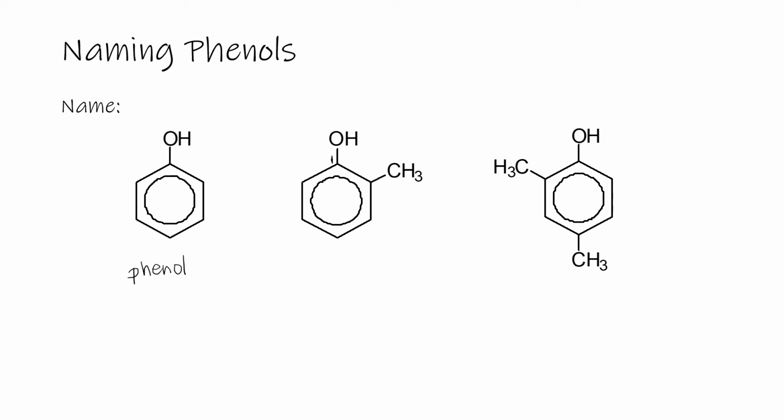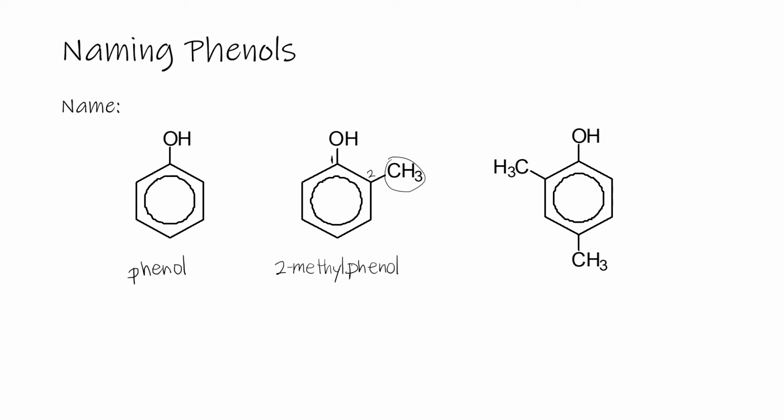And then you can number it either clockwise or counterclockwise, whichever way gives the lowest set of numbers for naming them. And so in this case, carbon number 2, and you have a methyl group off of it. So that would simply be 2-methylphenol. So fairly straightforward and what we've seen before.